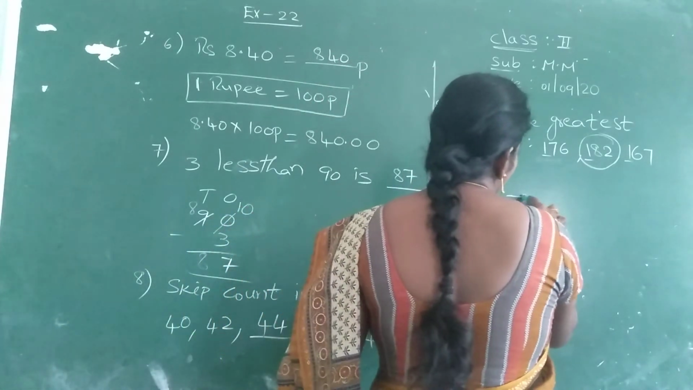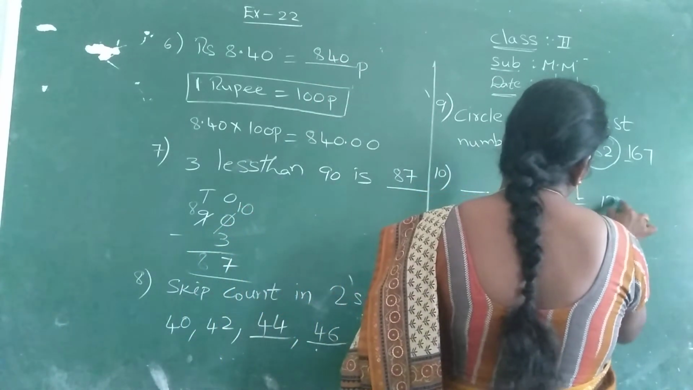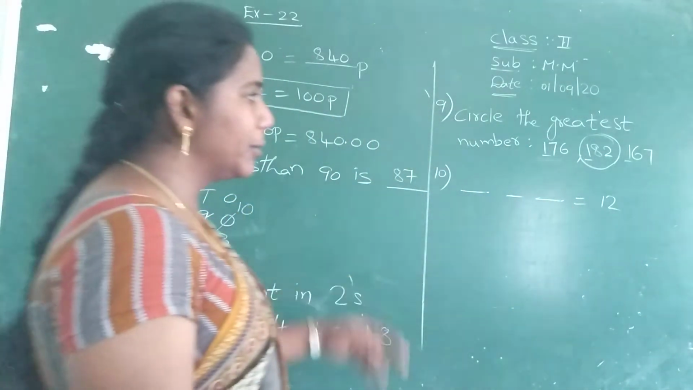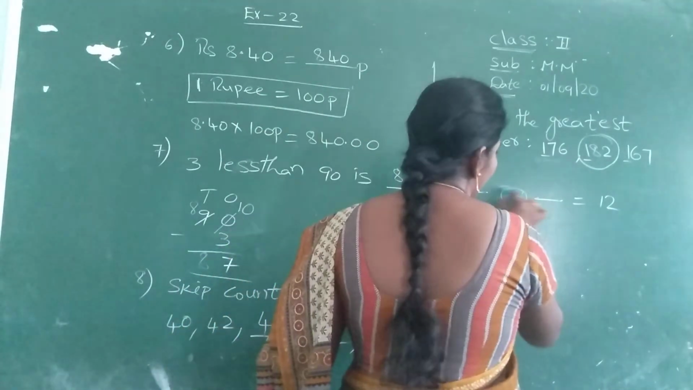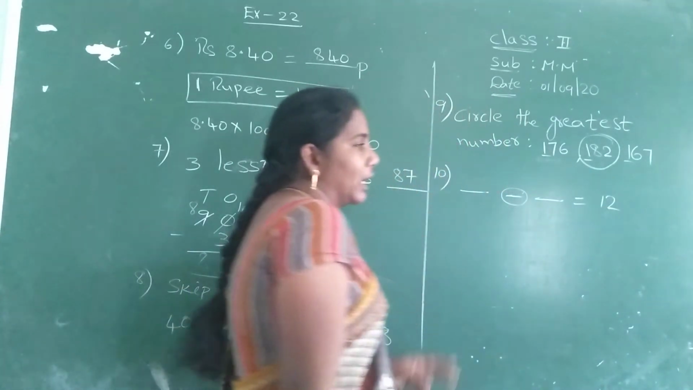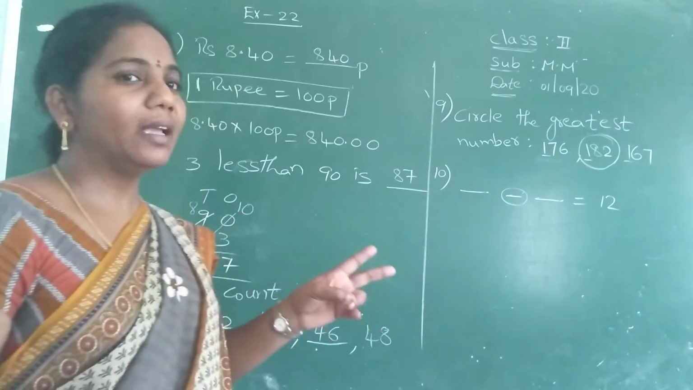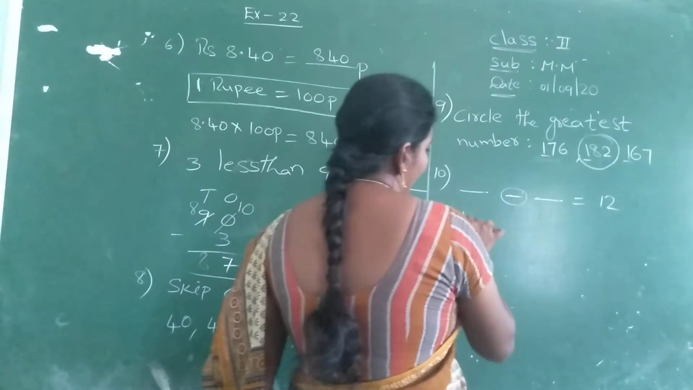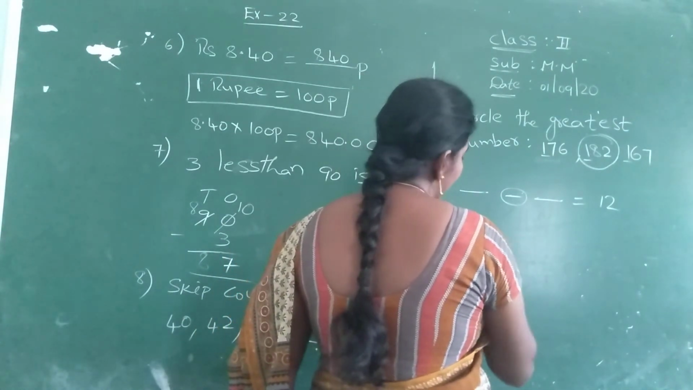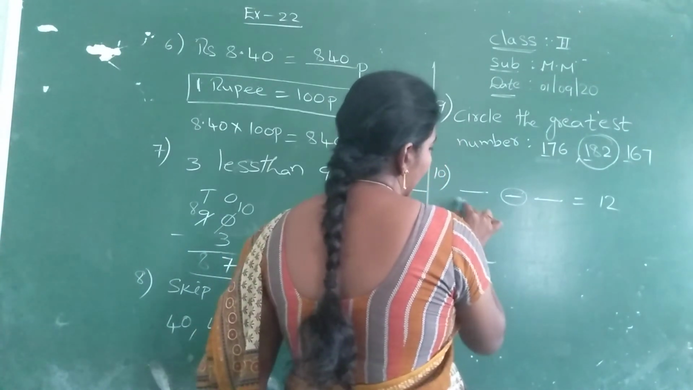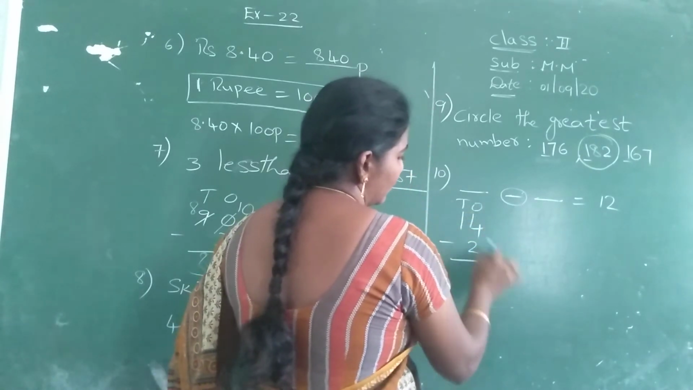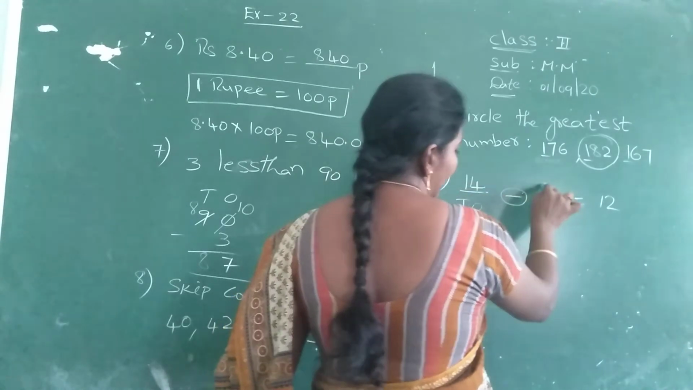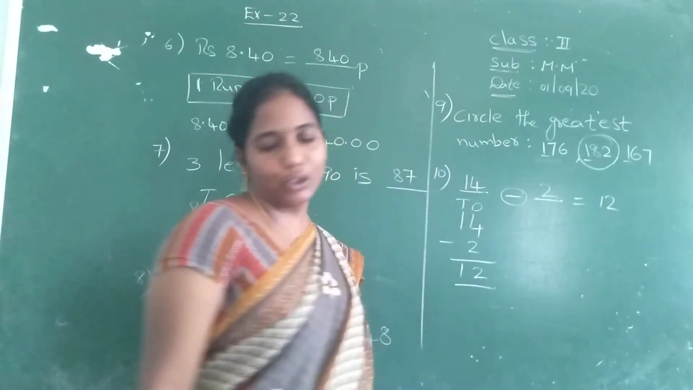Next, dash minus dash equal to 12. Okay now? So which numbers will you subtract, Nana? You have to get 12. Two numbers you have to take. Which two numbers will you take? You will get 12. Suppose 14 minus 2. Okay now? 4 minus 2 is 2, 1. Okay, you got the answer now. So write the first number 14, the next number 2. Okay now?